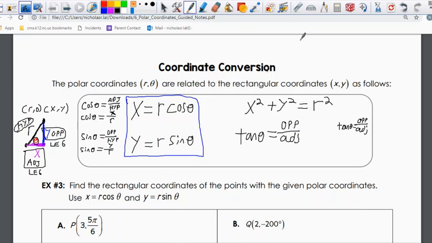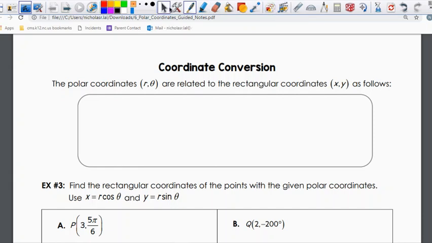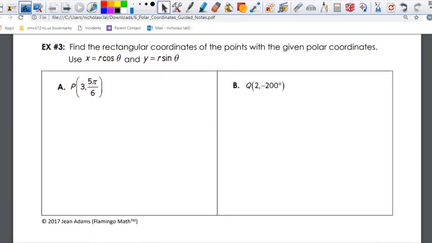All right, excellent. So those are our formulas, and that's how we come up with them. So make sure that you're familiar with trigonometry.